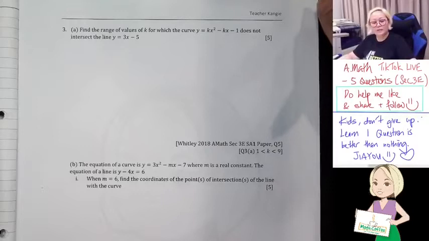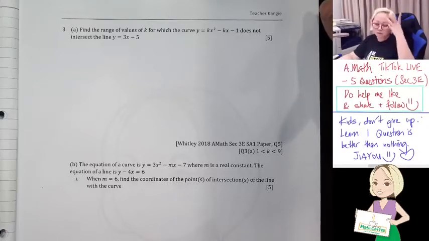Okay, because you are still in Sec 1 going to Sec 2, so you haven't learned that yet. So maybe what you learn now is you just have a rough idea. So when you really learn that topic during your Sec 3 when you take AMath, then at least you have some knowledge.